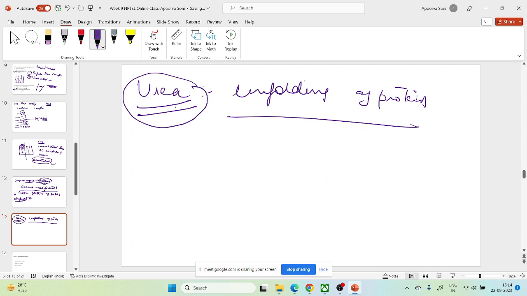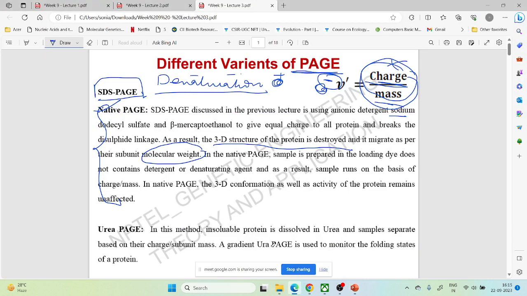I think we'll be studying later in this class how urea helps in understanding the folding status of proteins. Different concentrations of urea will help give knowledge about the sequential folding status of proteins. You add some concentration of urea, the protein gets unfolded. You increase the concentration of urea, the protein unfolds even more. So the sequential unfolding of the protein can be studied with the help of urea.